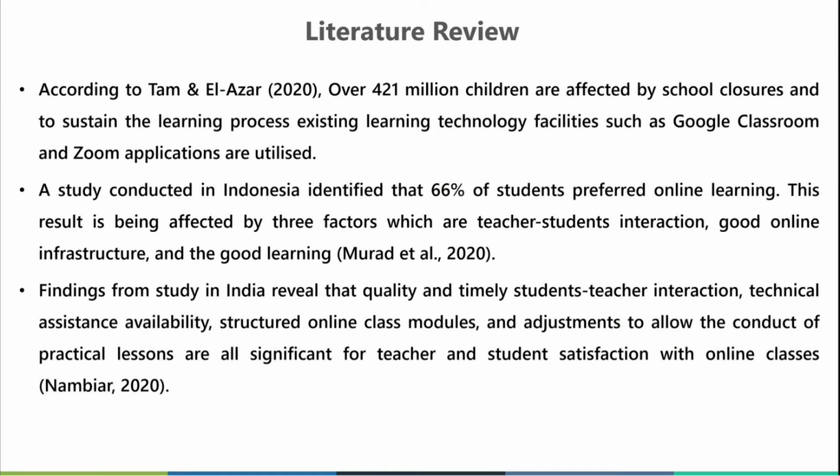For the literature review, a few past papers were reviewed. The first is by Tam and El Azhar in 2020. It was mentioned that 421 million children were affected by school closures, and online learning facilities such as Google Classroom and Zoom have been utilized. A study in Indonesia, Murad et al. 2020, identifies that 66% of students preferred online learning. Meanwhile, a study in India, Nambia 2020, revealed that timely student-teacher interaction, technical assistance, availability, structured online class modules, and adjustment to allow the conduct of physical lessons are all significant for teachers' and students' interaction with online classes.